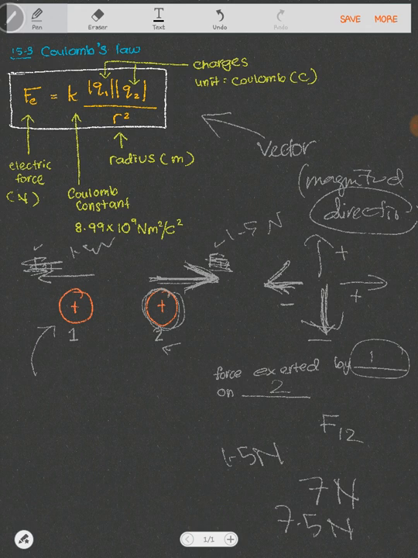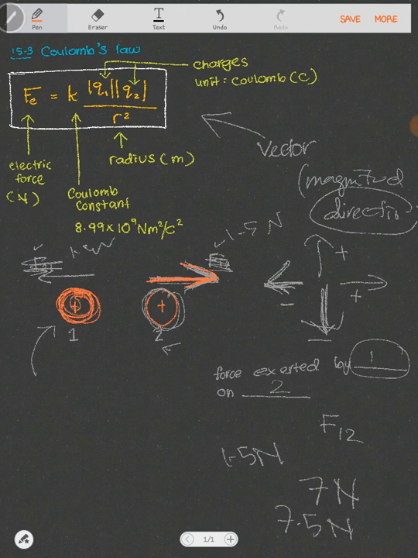I repeat. Okay, so tadi ulang balik, kalau dia tanya force exerted by 1 on 2, or dia terbalikkan sikit, find the force on charge 2 that is exerted by charge 1. So which one does it mean? So yang ni lah force yang dia suruh cari, sebab this is the force that is being exerted by 1.